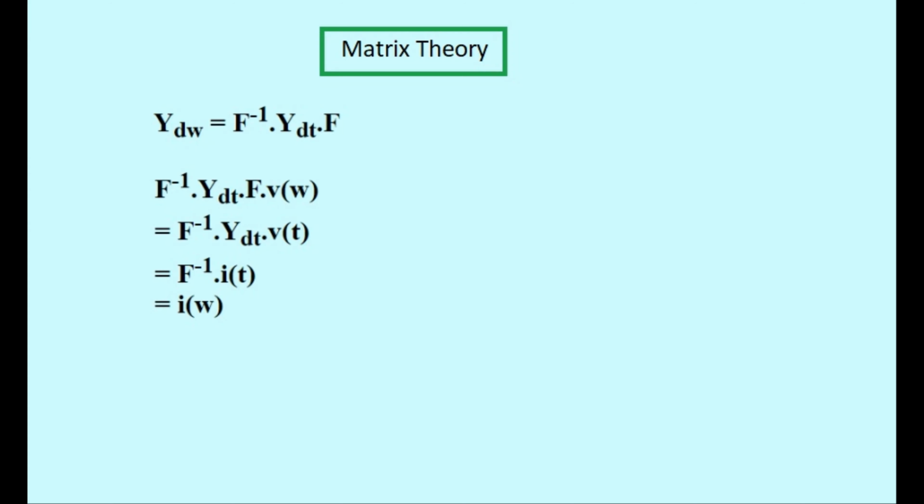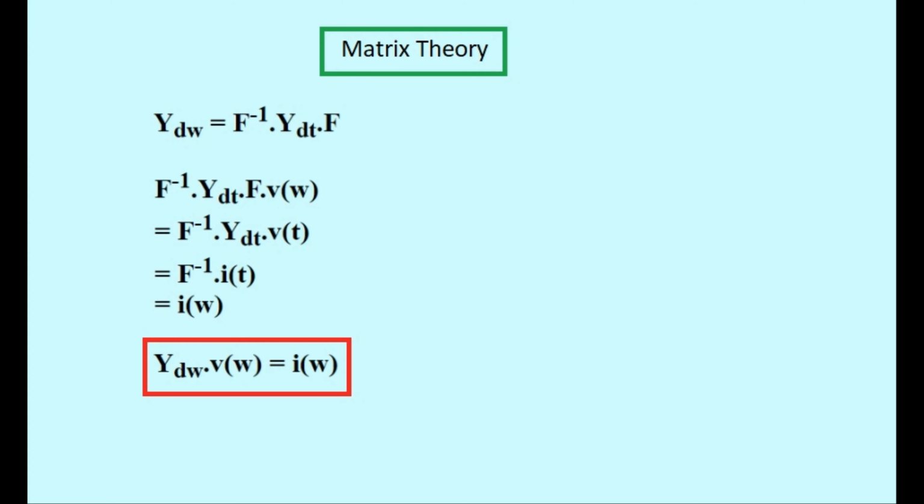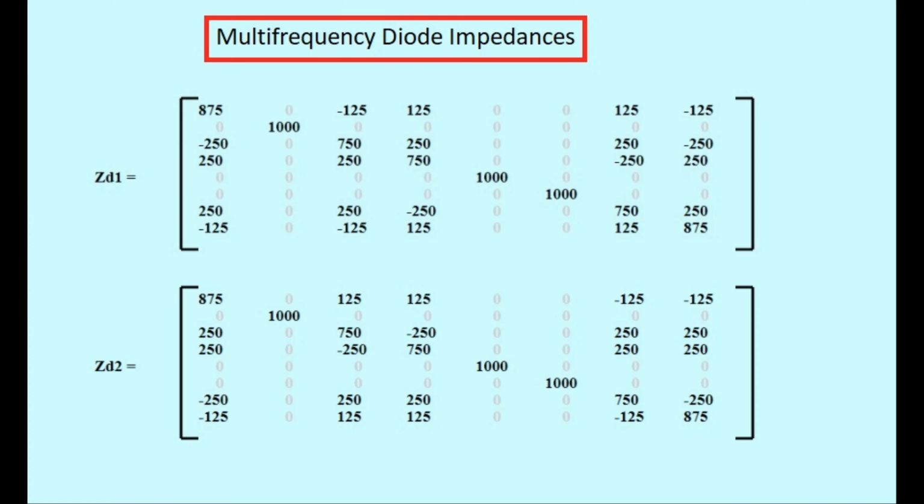So now we have a series of matrix operations that can operate as a multi-frequency diode admittance. But because matrices obey the law of associativity of multiplication, we can multiply all these three matrices together into one matrix first, before multiplying it by the multi-frequency voltage vector, and therefore this is its multi-frequency admittance. Performing this operation gives us these two multi-frequency diode impedances, which represent the two types of diode in the bridge rectifier.